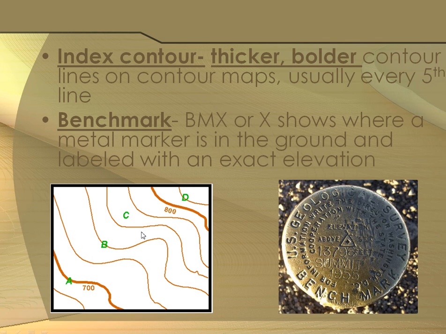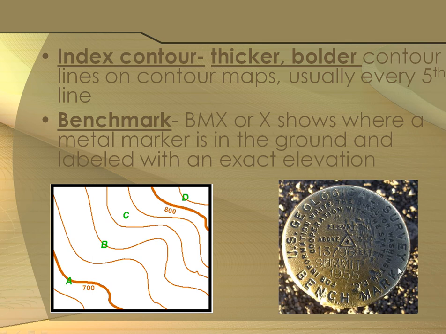Index contours are the thick, bold lines that are labeled. They're thicker and bolder, and they are labeled. That's the most important thing to remember. So, like an index, they are labeled with the page you go to, but here the index contour lines are labeled with the elevation. We also have benchmarks.